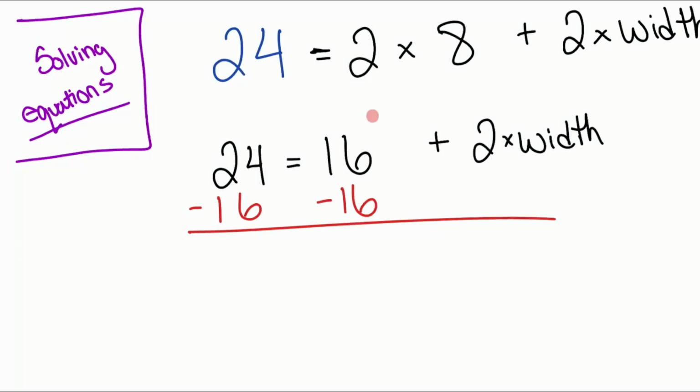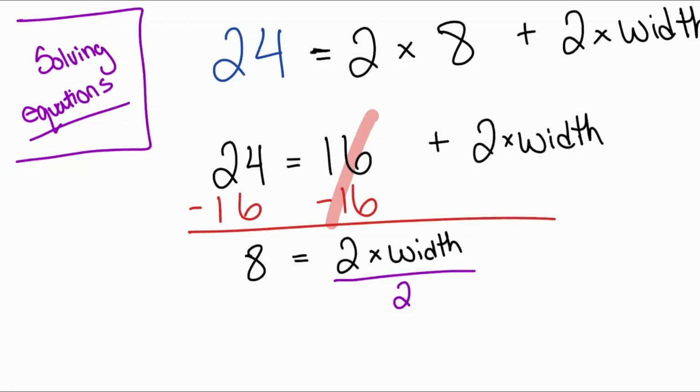Once we do that, 16 cancels out on the right side. 24 minus 16 is going to give us 8, and that's going to be equal to 2 times the width. We're still working backwards here. And so everybody, how do we work backwards to get rid of that 2? Yes, we'll now work backwards from multiplying by 2, and we'll do that by dividing by 2 on both sides.